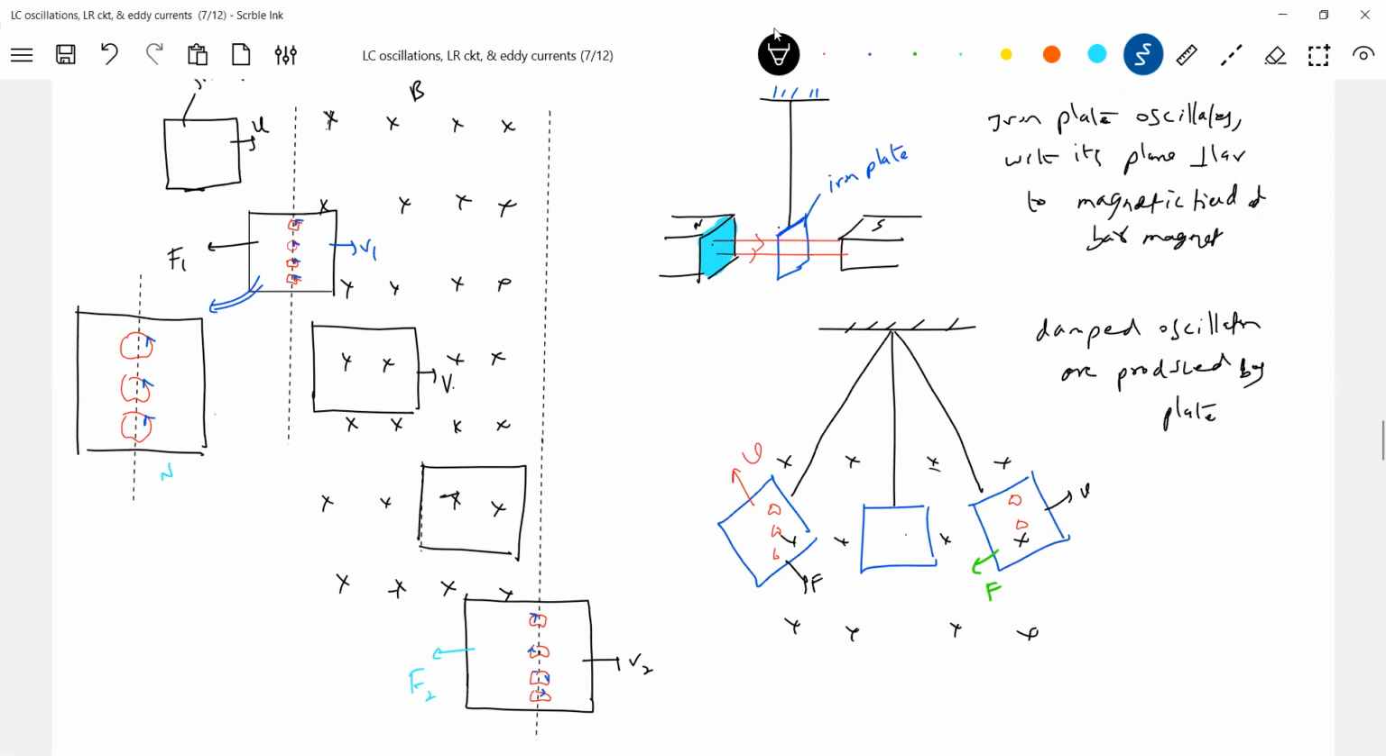Now, if the iron plate oscillates with its plane parallel to the magnetic field, tell me what will happen in that case. No eddy currents. Any reason for that? Because B is tangential to the plate, the flux linking the loop is zero and there will be undamped oscillations.